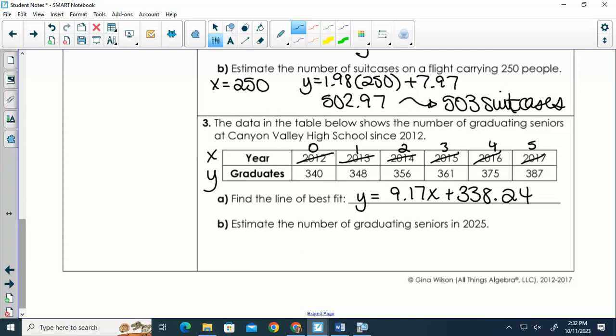So, now we have to be really careful. When I say estimate the number of graduating seniors in 2025, what am I actually plugging in for my x? Because 2012 was year 0, so we're really finding how many years since 2012. So if I do 2025 minus 2012, since that's when we started, we get 13. So 2025 is 13 years after we started.